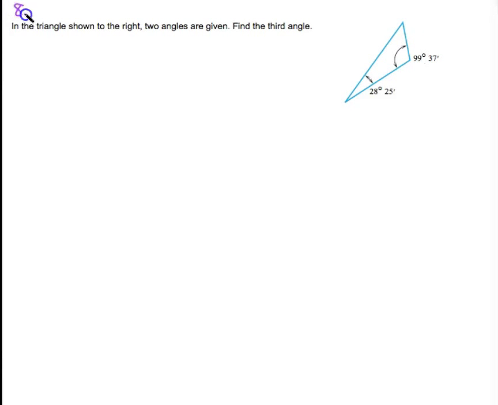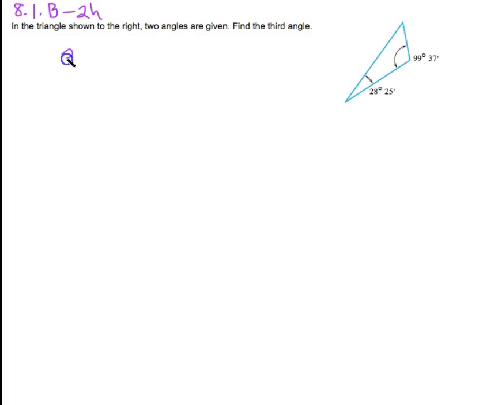This is 8.1.B-2H. So the problem says, in the triangle shown to the right, two angles are given. Find the third angle. So we have two angles in the triangle, and we want to find this missing third angle.